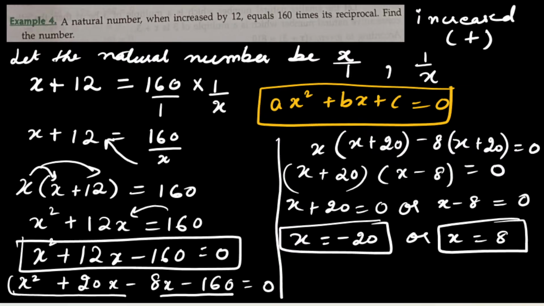Yes, so Navya has given the answer. Shiva Shankar has also given the answer 8. So x is equal to 8 because natural numbers cannot be negative. So this value of x we will ignore. So x equals 8 is the required natural number.